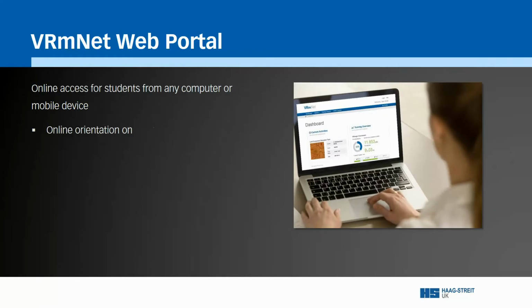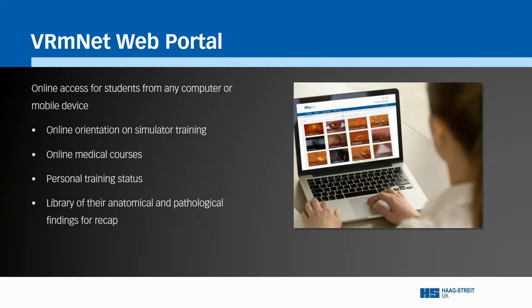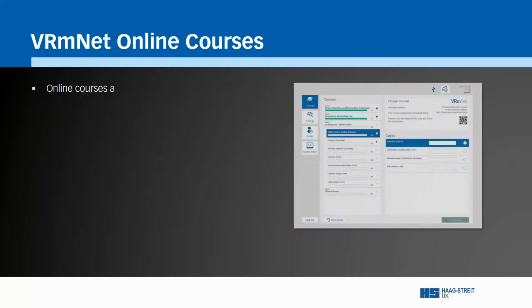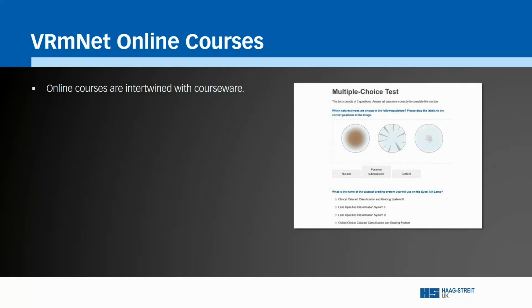The portal offers students access to online system orientation, medical courses, and extensive and detailed individual training data. They can also access their own personal findings library using VRMNet. Medical online courses available on VRMNet link to and extend the practical training gained with the Eyesi Slit Lamp simulator. Didactically structured background information is enriched with videos, images, and multiple choice tests.